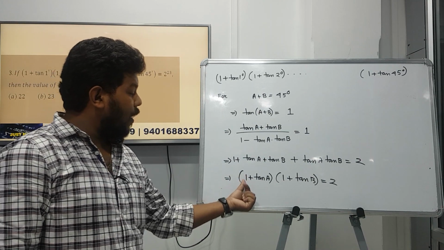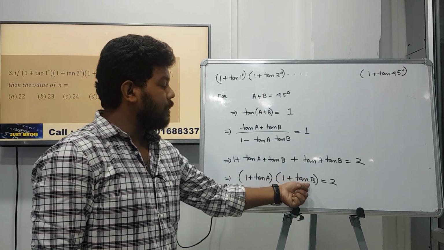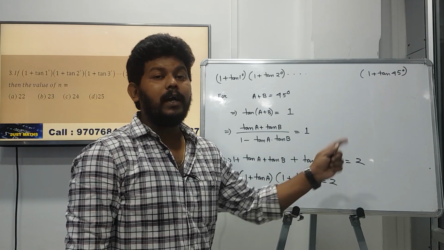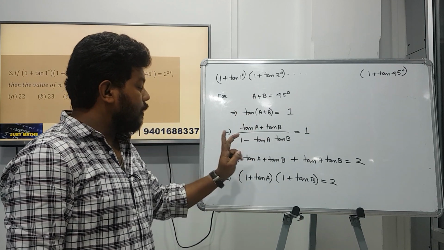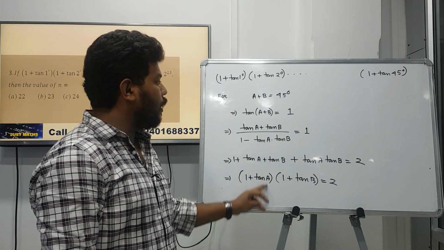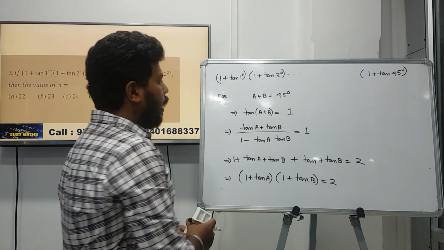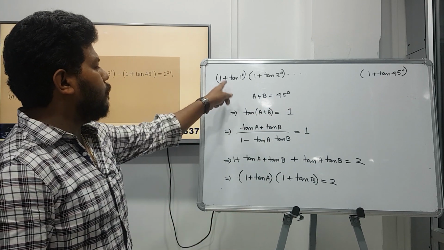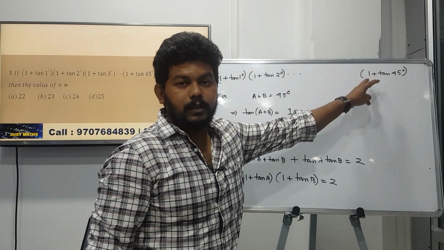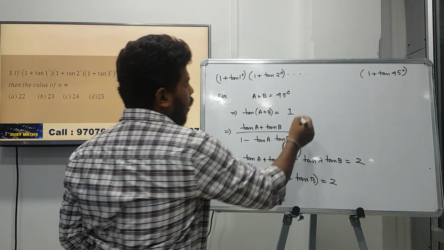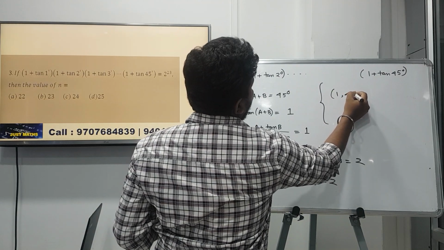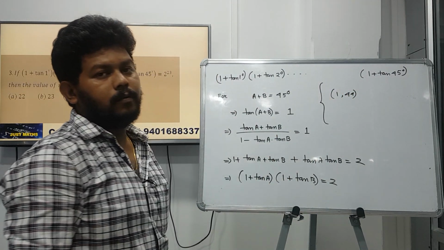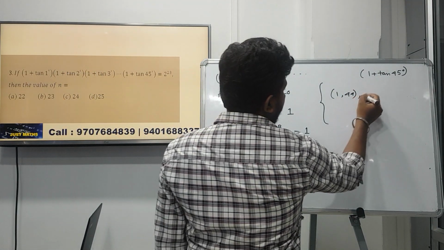Now, we got a result. The product of 1 plus tan A into 1 plus tan B is equal to 2, provided A plus B is equal to 45 degree. That is, the sum of the angles must be equal to 45 degree. Now, how many terms are there? There are 45 terms, out of which 1 and 44, their sum is 45.